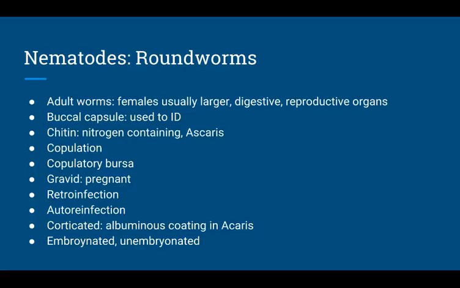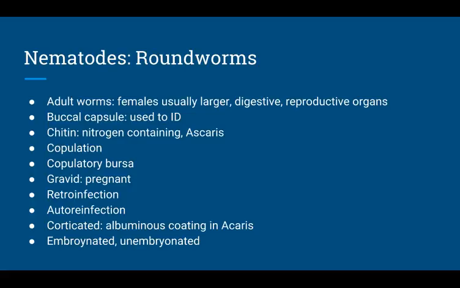Copulation is a sexual union. Copulatory bursa is a structure found in the male that is umbrella-like and aids in copulation. Gravid means that the worm is pregnant. A retroinfection is when the worms can travel into the body and lay more eggs, and those mature into adults and they lay more eggs, and the cycle just continues.